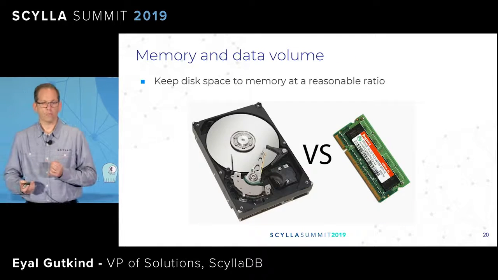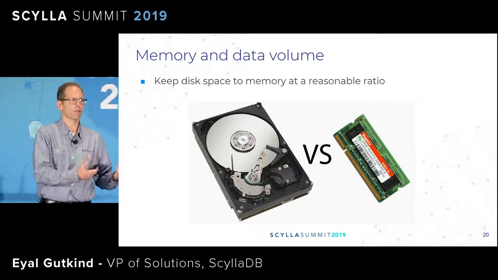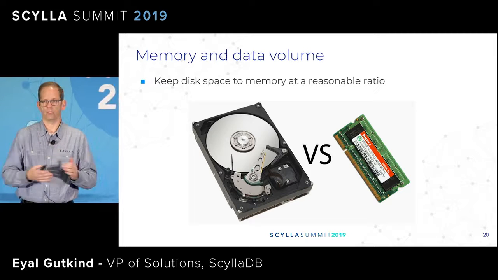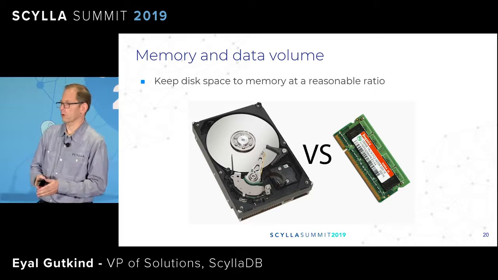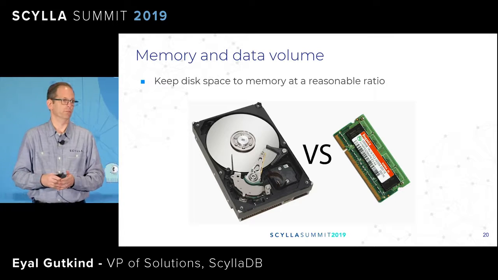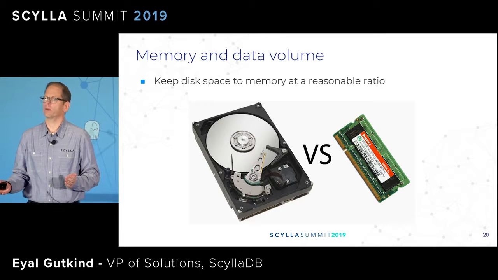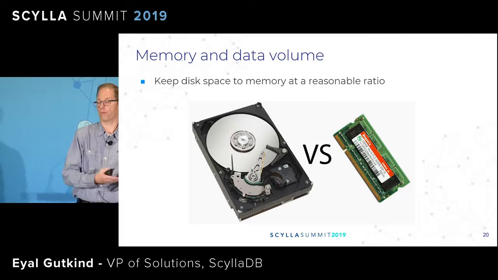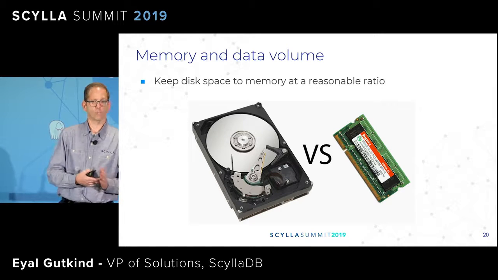The next thing we look at is memory and data volume. Okay? We like to have a reasonable ratio between your RAM and your disk space. In some cases, we'll ask you not to cross the 50-to-1 ratio. So every gigabyte of RAM will allow you to store 50 gigabytes of data. There are, however, for example, i3-en systems, where that ratio goes up to 1 to 80, which is fine.